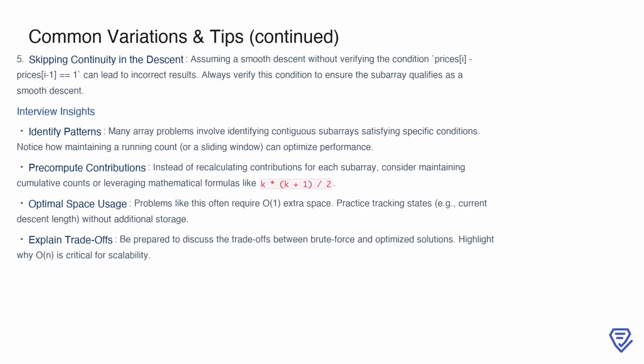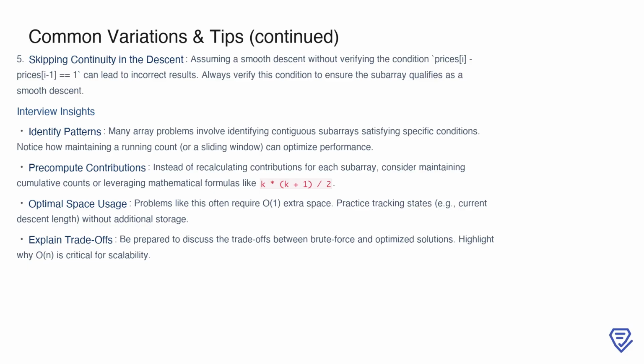First, identifying patterns in array problems is key. Many such problems revolve around finding contiguous subarrays that meet specific criteria, and techniques like maintaining a running count or a sliding window can significantly optimize performance. Pre-computing contributions is another technique to explore. Instead of recalculating the contribution of each subarray individually, you can use mathematical formulas like k(k+1)/2 to save time.